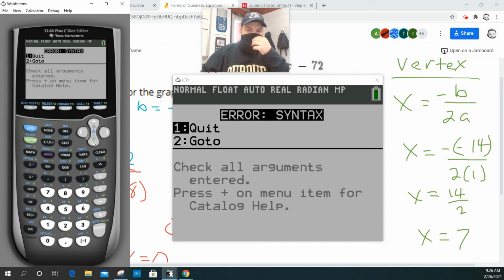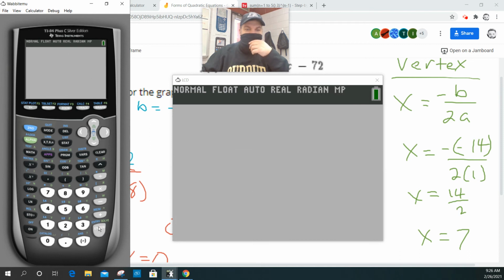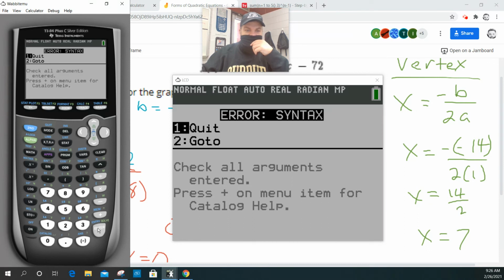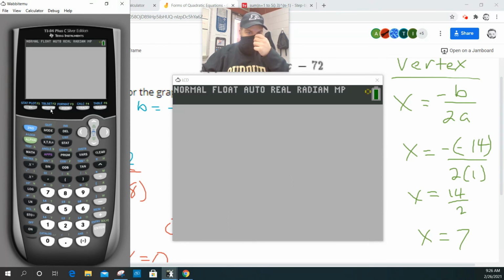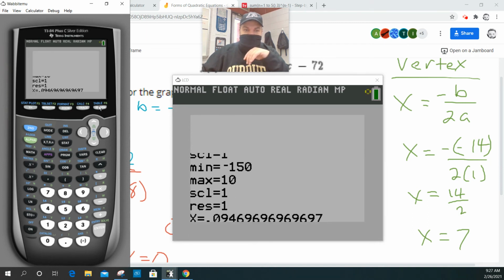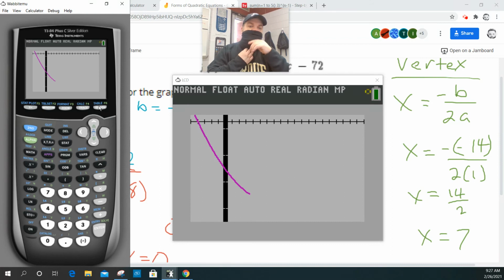Now, my y max, I'm not really worried about. Oh, I keep hitting the wrong button. Remember how Mr. Adams says don't hit the minus sign, hit the negative sign? Look what I'm doing. So negative 5. So I'm going to put negative 150. Now for the y max, I don't need that big of a number. I'm going to put 10. Now what I'm doing is I'm putting in all the dimensions so I could get my graph.